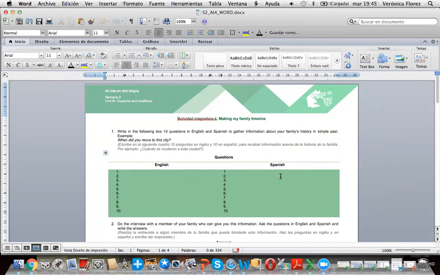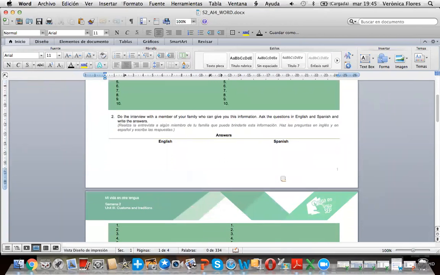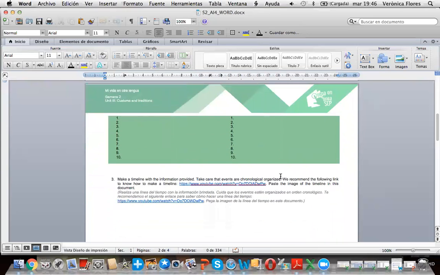Then you have to write the 10 questions. You have to do an interview with a member of your family who can give the information. For example, you have to go and ask something of your family and do the report. Then you have to make a timeline with the information that they provide to you.